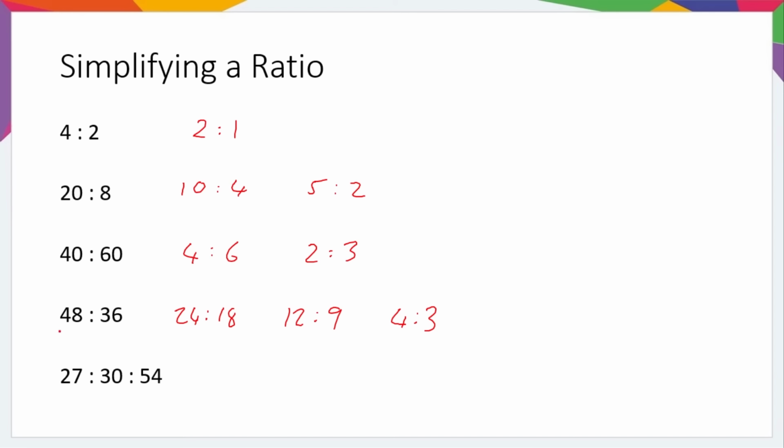Of course, if you've spotted that 48 and 36 are multiples of 12, then you can just divide this ratio by 12. 48 divided by 12 will give you the 4. 36 divided by 12 will give you the 3. A three-way ratio is not any harder. Again, same thing.